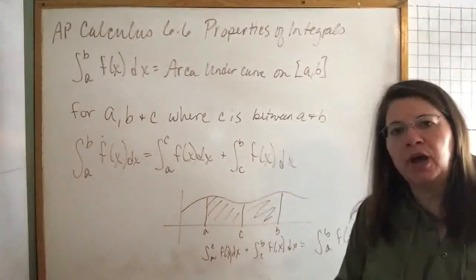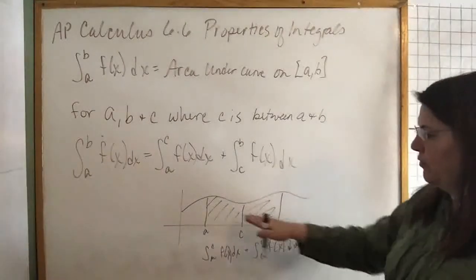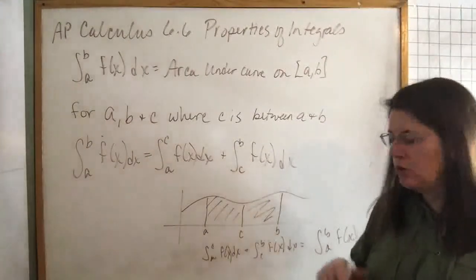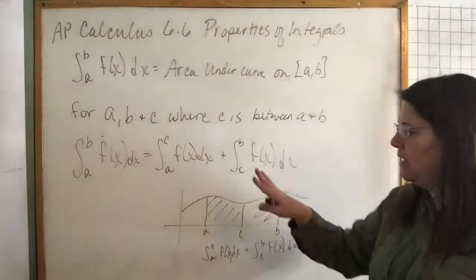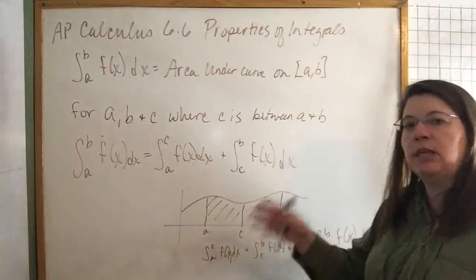So it's a pretty simple concept, but that's written in symbols for you. So you know if you have a number in between two endpoints on your function, then the left portion plus the right portion will equal the whole thing.